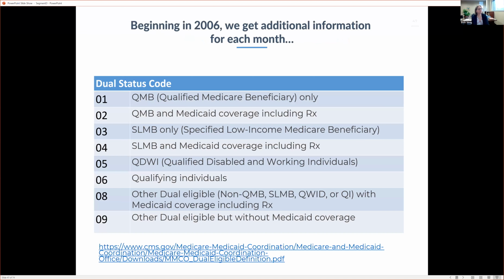The other thing beginning in 06, and this is a mixed bag, you actually get the exact program somebody is in. So we talk about state buy-in, but in fact, there are different codes that show what benefit they have. So there's what are called QMBs, qualified Medicare beneficiaries, SLMBs, specified low-income Medicare beneficiaries, SLMB and Medicaid, including prescription, qualified disabled and working. I mean, these programs are all over the place, and they're super technical.